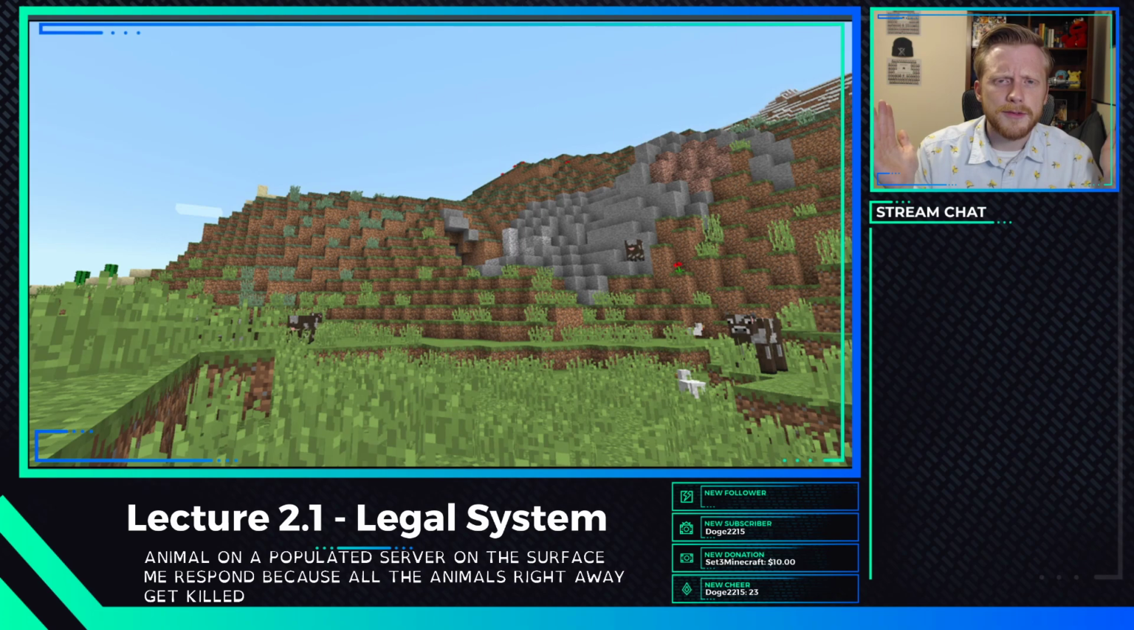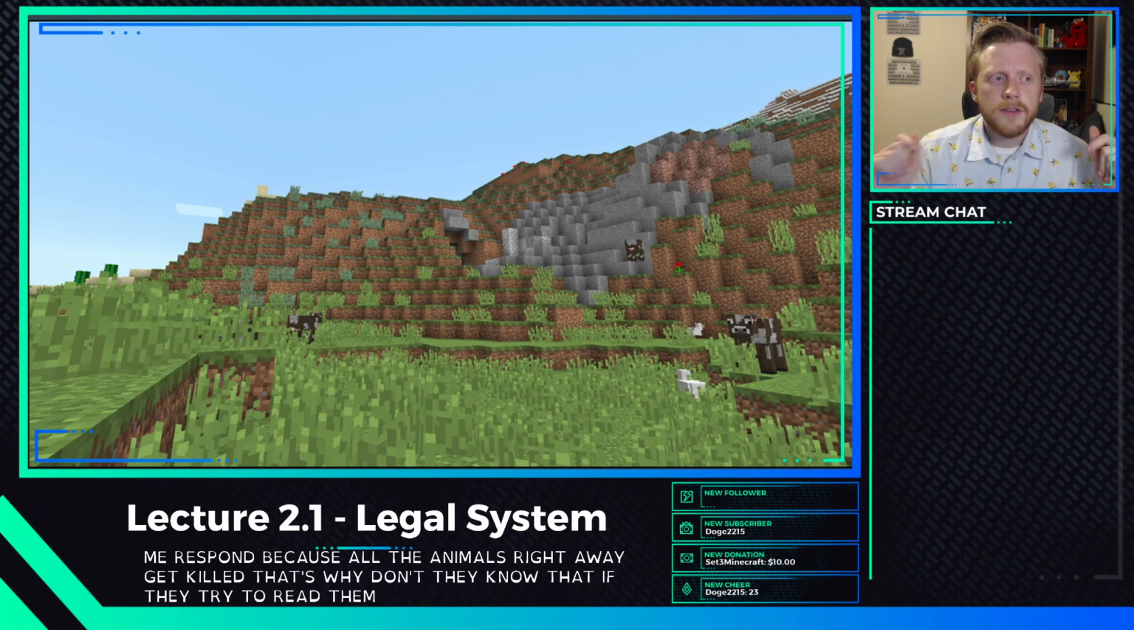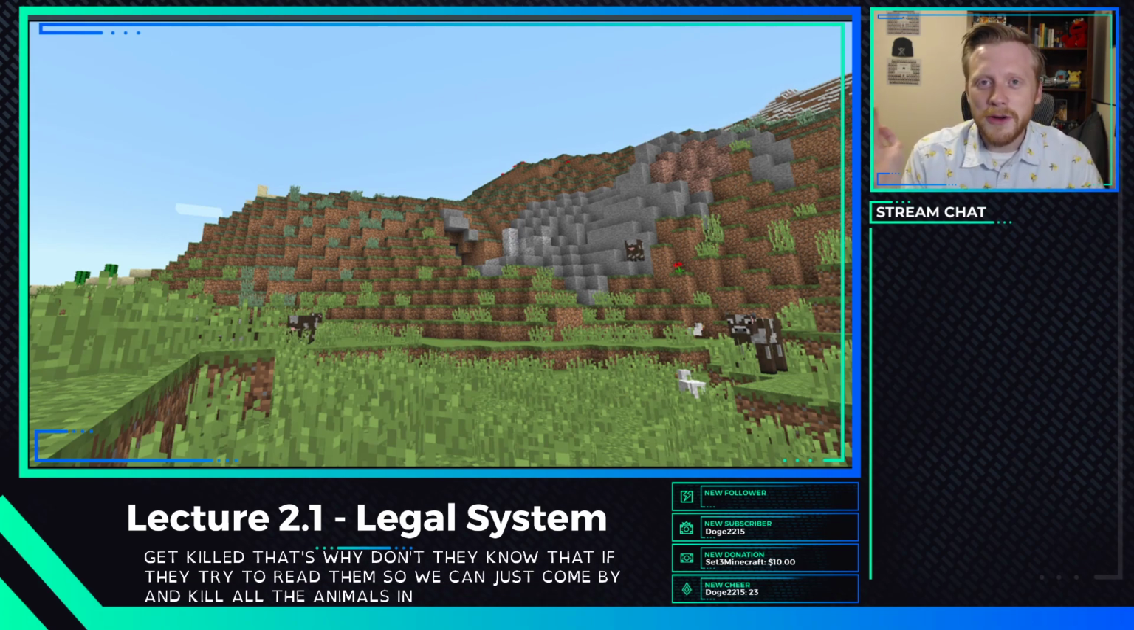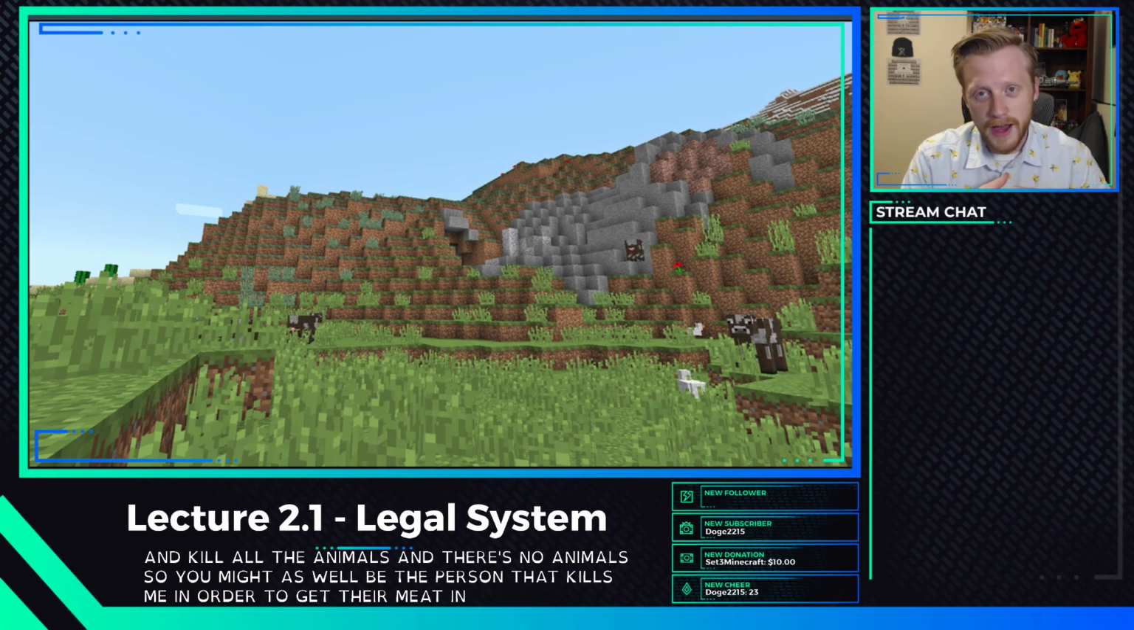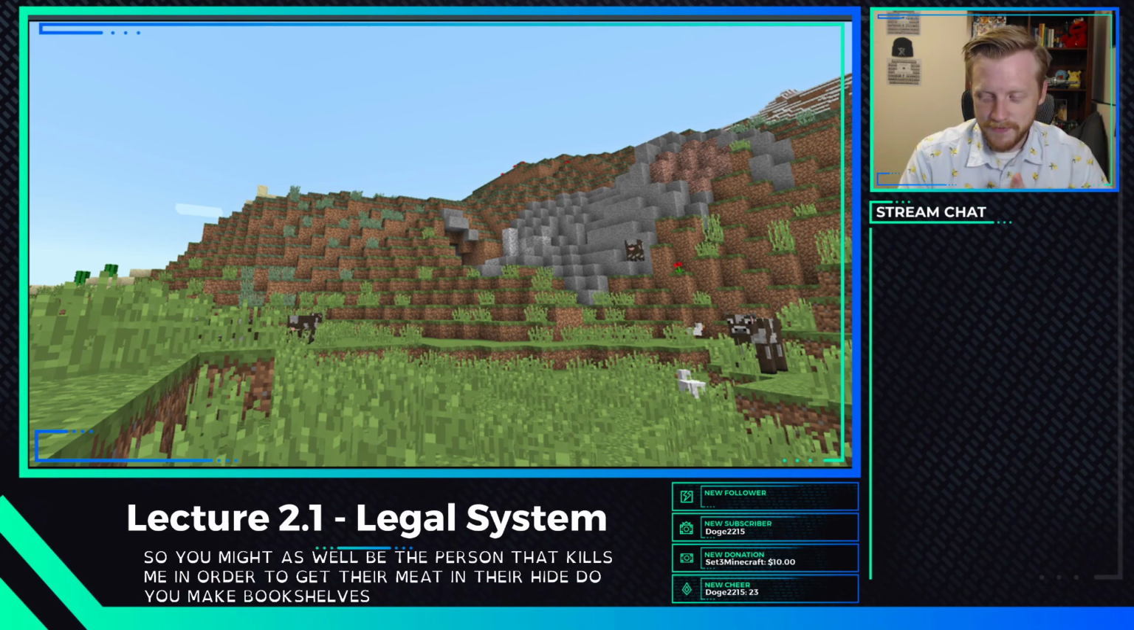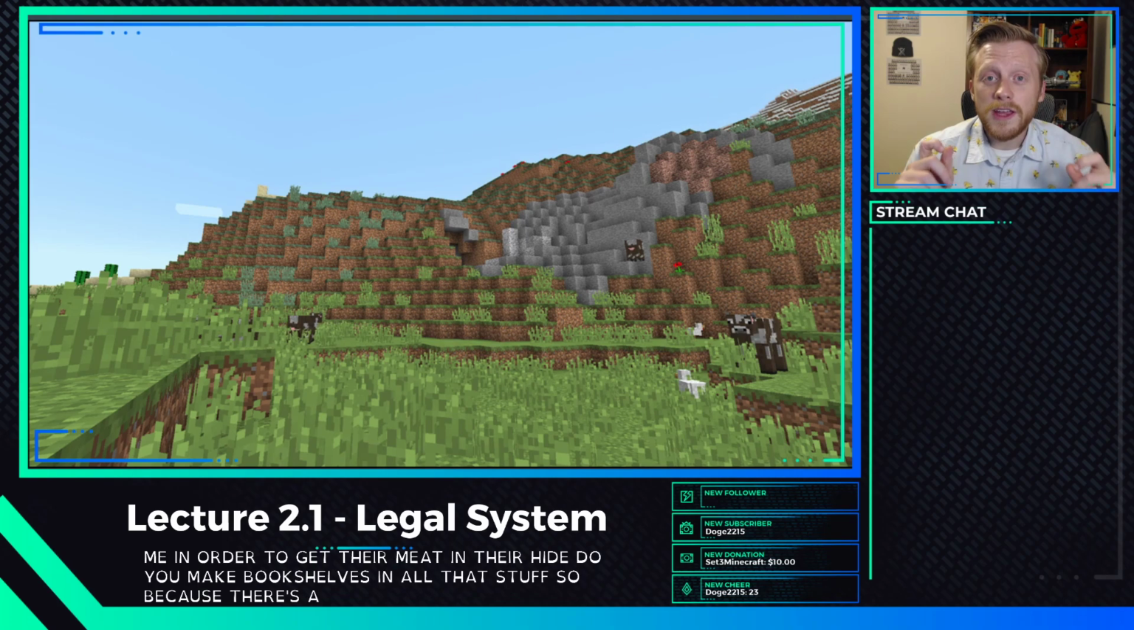You can breed animals in Minecraft. So why don't people breed the animals? Well, they know that if they try to breed them, someone can just come by and kill all the animals, and then there's no animals. So you might as well be the person that kills the animal to get their meat and their hide, so you can make bookshelves and all that stuff. Okay, so because there's only an incentive to consume, right?